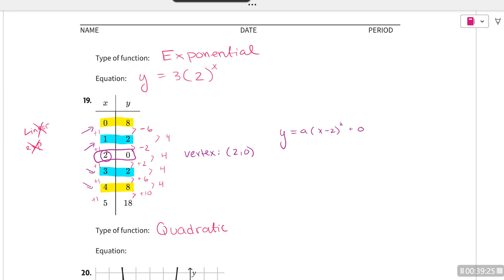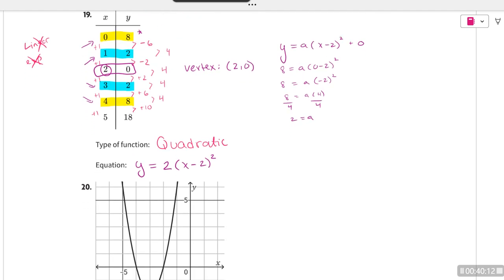So to find that a, I could do a few things. I could actually look at the pattern, or since I have everything else, I could plug in any point. Let's plug in 0, 8. Let's plug 8 equals a times 0 minus 2 squared. Well, that gives us a times negative 2 squared, or a times 4. If I divide by 4 on both sides, I get a equals 2. So that's one way to get it. You can certainly use other methods for getting the vertex, but that means our leading coefficient is 2, and then x minus 2 squared is the rest of that equation.